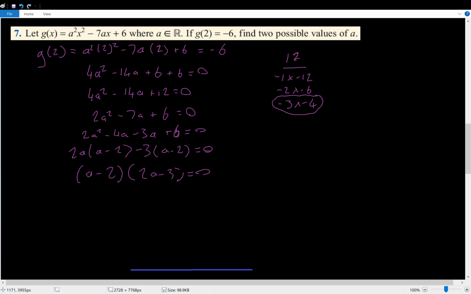And since we've got two brackets being multiplied together and they're equal to 0, that means either both are equal to 0 or one of them is. So we'll treat it like they both are. So we have a − 2 = 0 and 2a − 3 = 0. So we get a = 2, and over here we get 2a = 3, so a = 3/2. And those are our two possible values for a. And that's that.